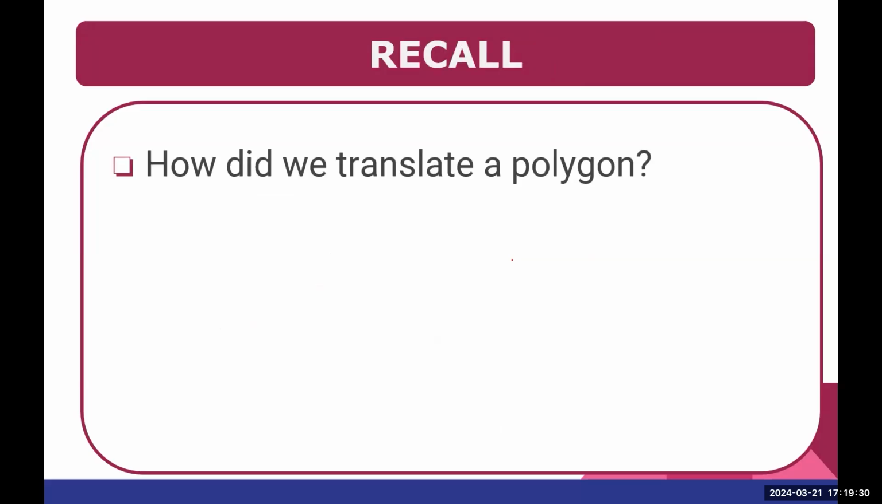Now, let's quickly recall, how do we translate a polygon? Can anyone tell me? So if you were here last week, you would have been a part of that session where we spent some time looking at the translation of various objects. So how do we translate a polygon? Any ideas? All right, so someone said using vectors. Any other suggestion?